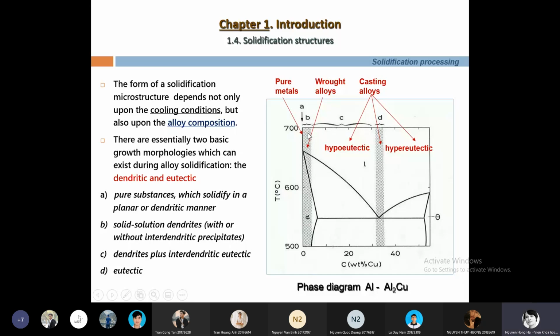For wrought alloy, we have only solid solution. There is no precipitation. And from this composition you can have the precipitation. We have some eutectic maybe between the dendrites. It's the interdendritic eutectic. And the full eutectic here is the composition. So the solidification structure depends on the processing parameters and the chemical composition.